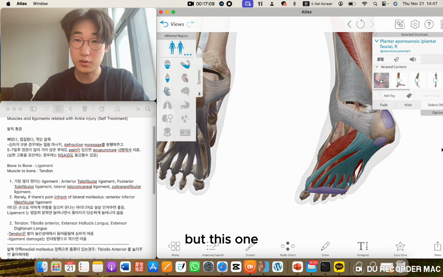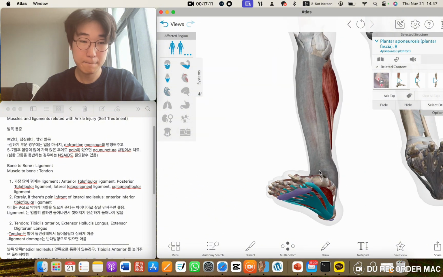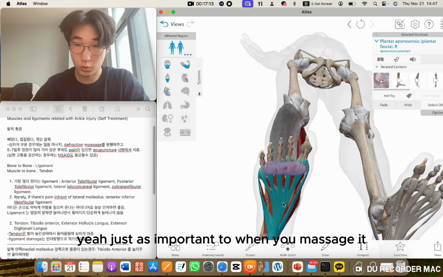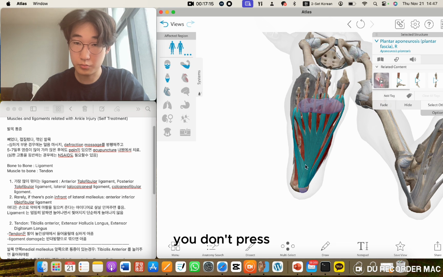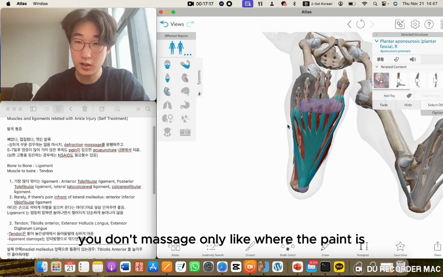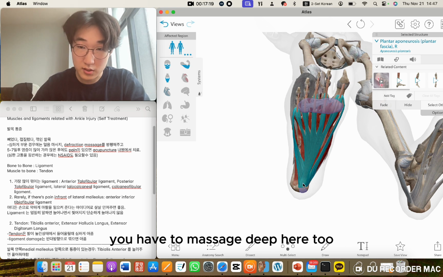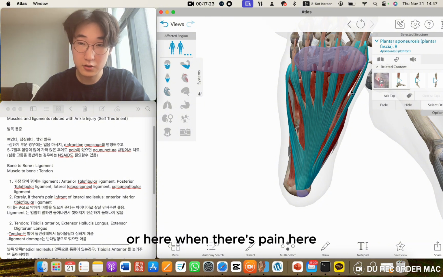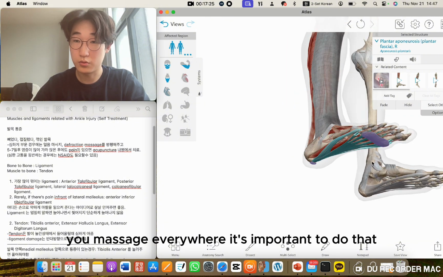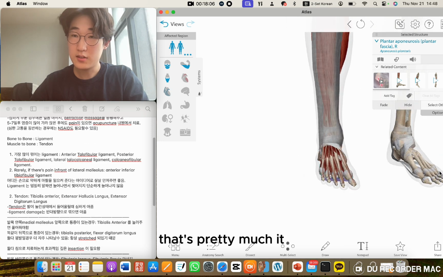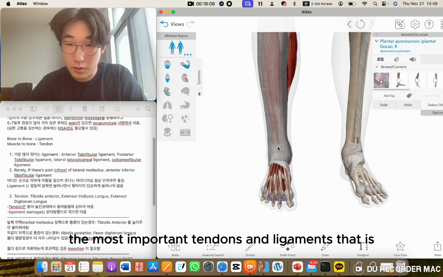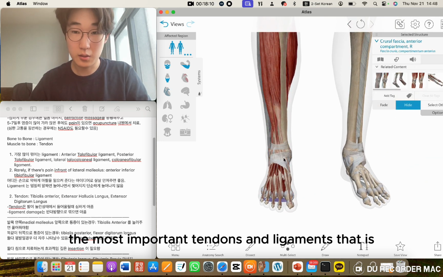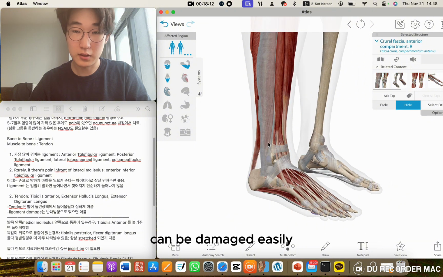But this one, yeah, just as important too. When you massage it, you don't massage only where the pain is. You have to massage deep here too, or here. When there's pain here, you massage everywhere. It's important to do that. That's pretty much it. The most important thing: tendons and ligaments can be damaged easily.